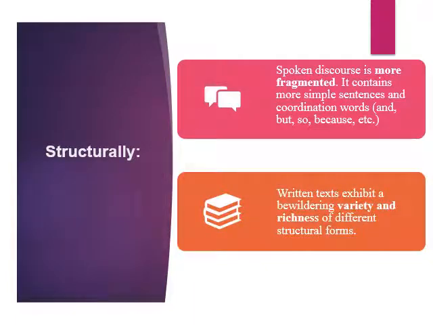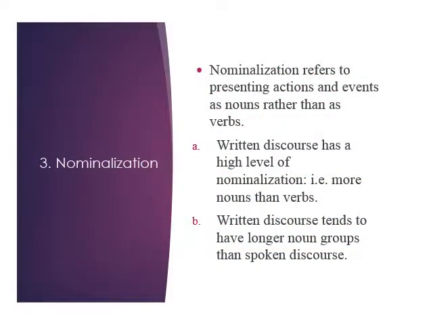Structurally, spoken discourse is more fragmented, it contains more simple sentences and coordinate words like and, but, so, because, etc., whereas written text exhibits a bewildering variety and richness of different structural forms. Number three is nominalization, which refers to presenting actions and events as nouns rather than as verbs.